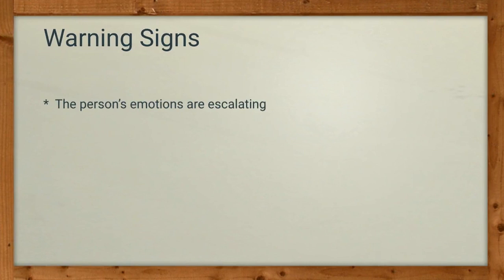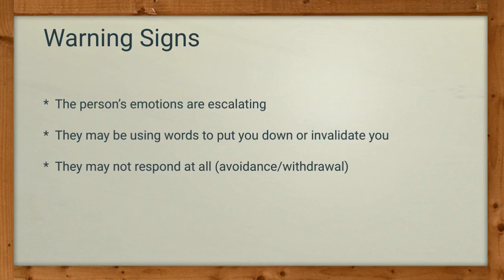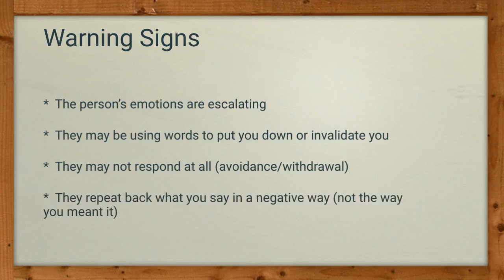Warning signs: the person's emotions are escalating. They may be using words to put you down or invalidate you. They may not respond to you at all, or they may repeat back what you say in a negative way, not the way you meant it.